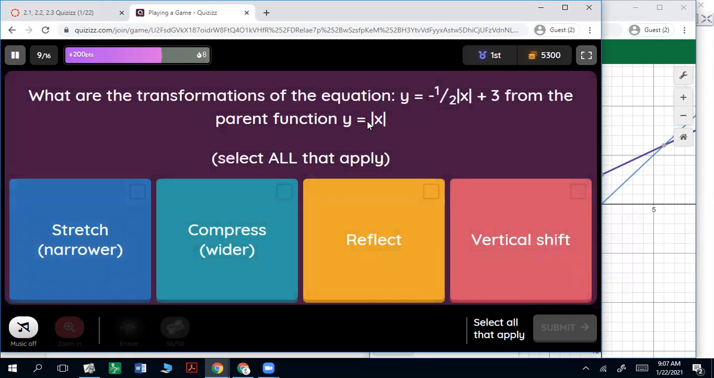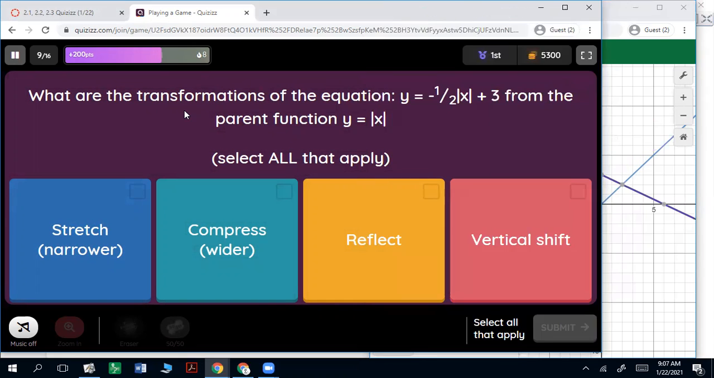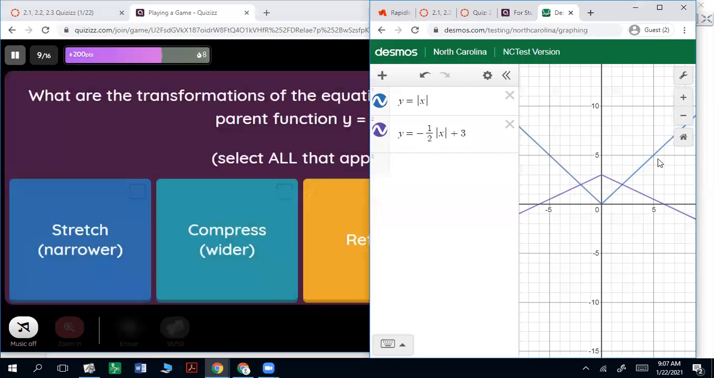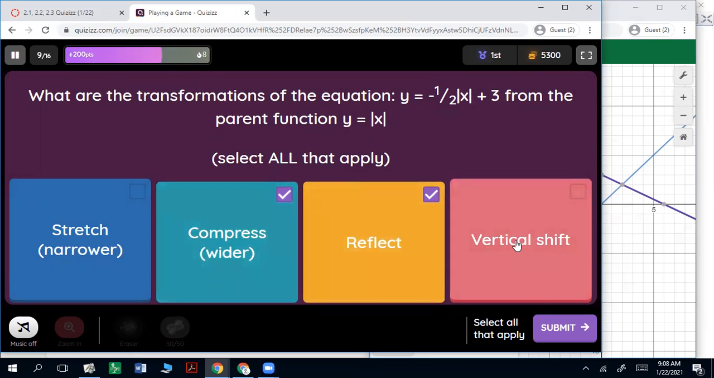What are the transformations of the equation y equals negative 1/2 absolute value of x plus 3 from the parent function absolute value of x? So negative 1/2 x plus 3. It's pretty much the same as last, but there's a negative. So it's going to reflect. That negative is going to reflect it over the x-axis. It's still going to be wider because it's been compressed, and it's going to shift up 3. So we want to select all that apply. So it reflects. It's wider, and it also is shifted up. That's vertical.